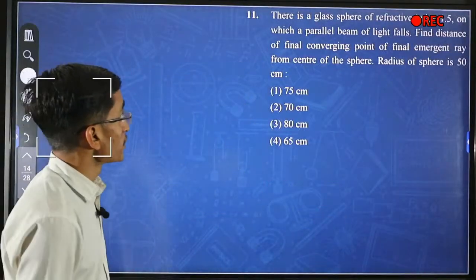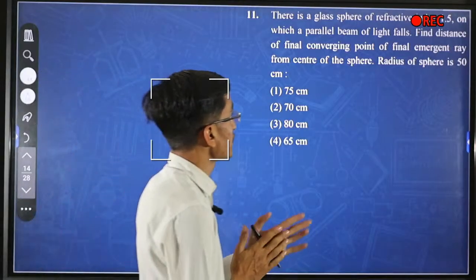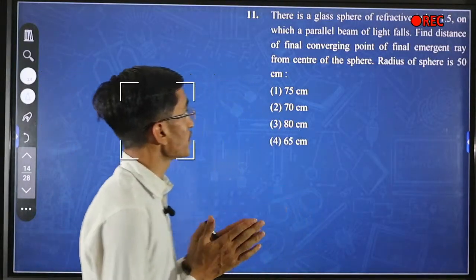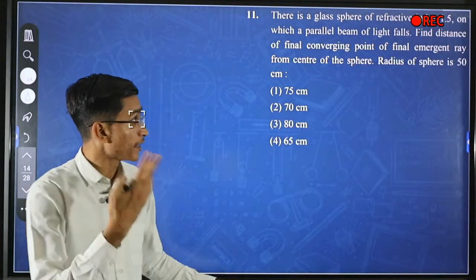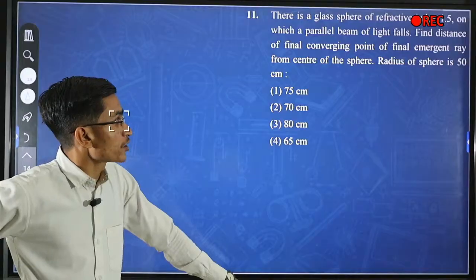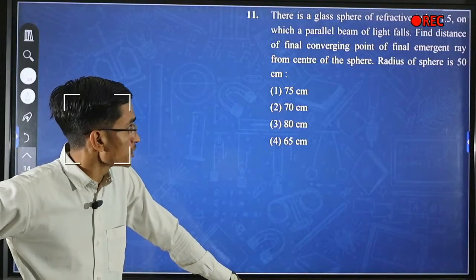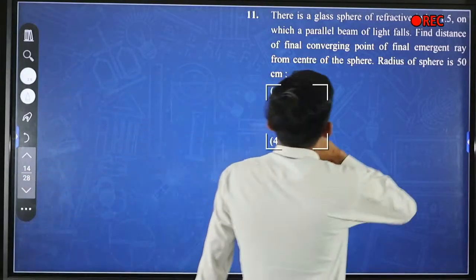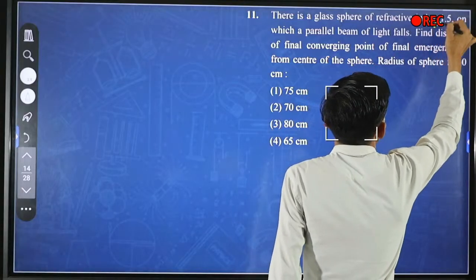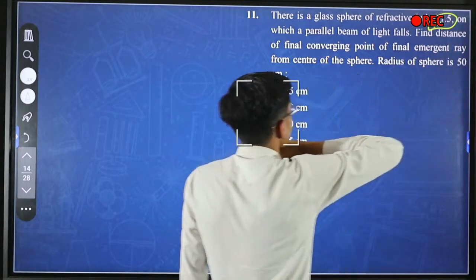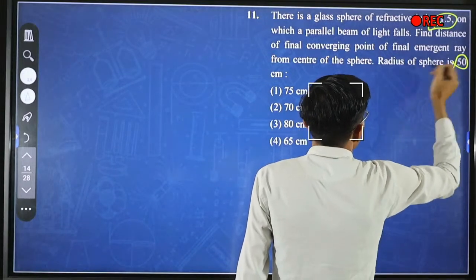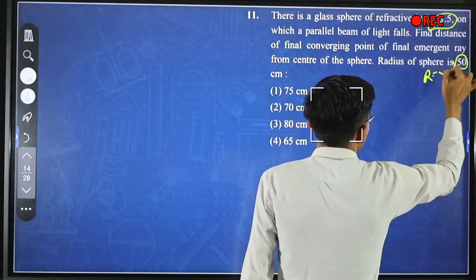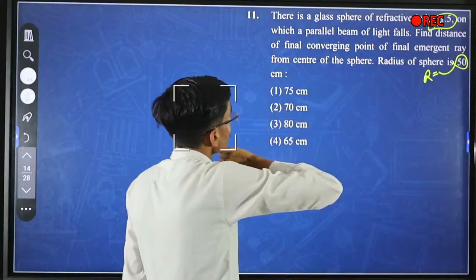Next question. There is a glass sphere of refractive index 1.5 on which a parallel beam of light falls. Find the distance of the final converging point of the final emergent ray from the center of the sphere. The radius of the sphere is 50 centimeter. Okay. The refractive index of this spherical glass surface is 1.5. The radius of curvature of this spherical surface is 50 centimeter.